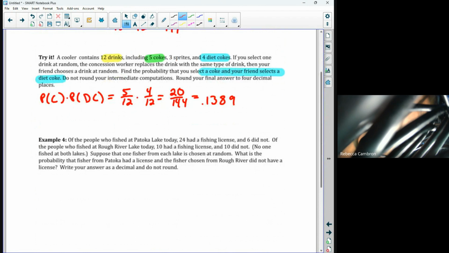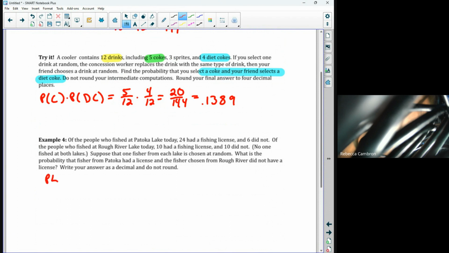And then lastly, of the people who fished at Patoka Lake today, 24 had a fishing license and 6 did not. Of the people who fished at Rough River today, 10 had a fishing license and 10 did not. No one fished at both lakes, so we're not trying to trick you here. Suppose that one fisher from each lake is chosen at random. What is the probability that the fisher from Patoka had a license and the fisher from Rough River did not have a license? So let's make sure we get the information out.